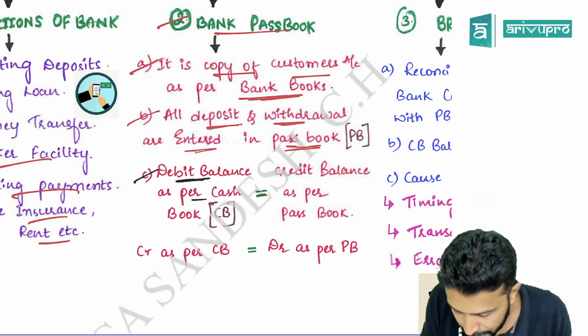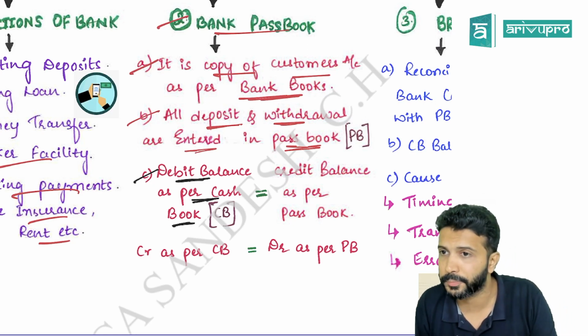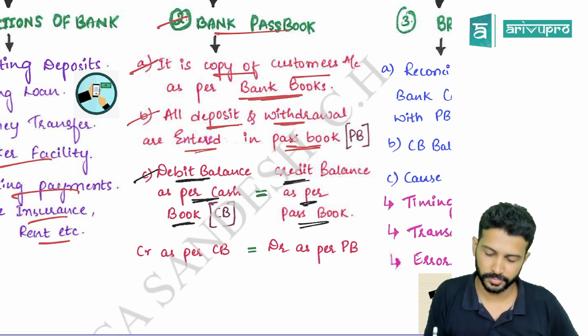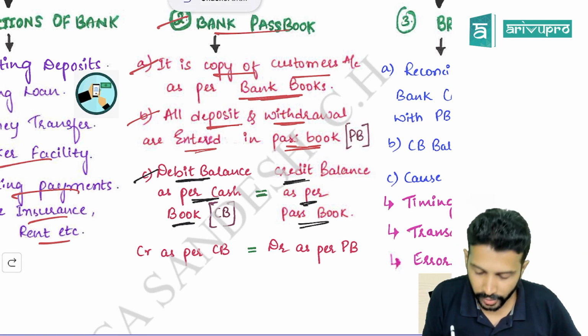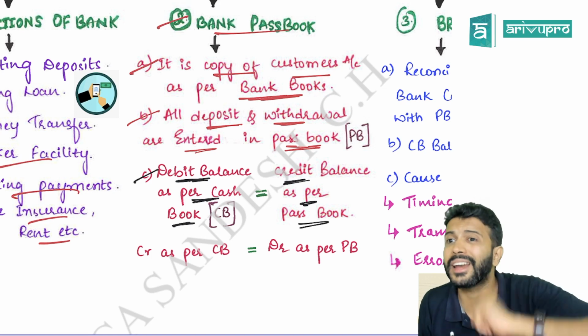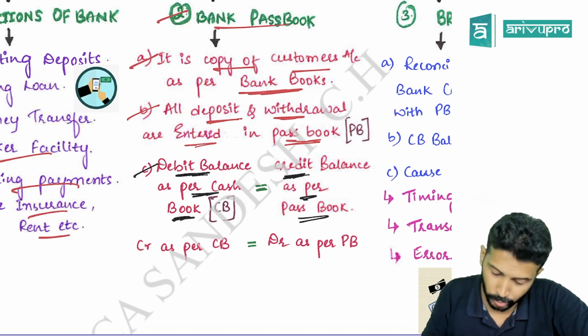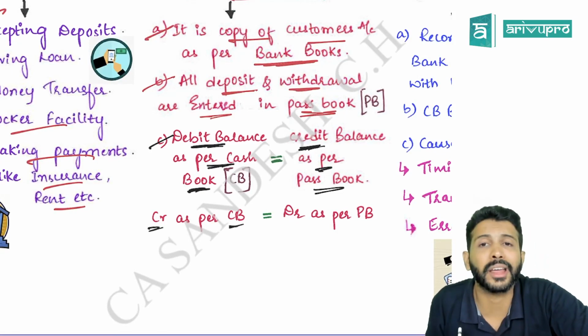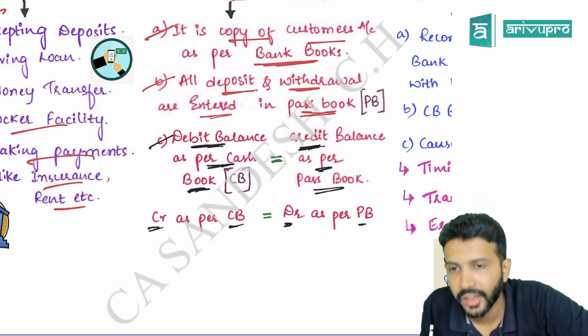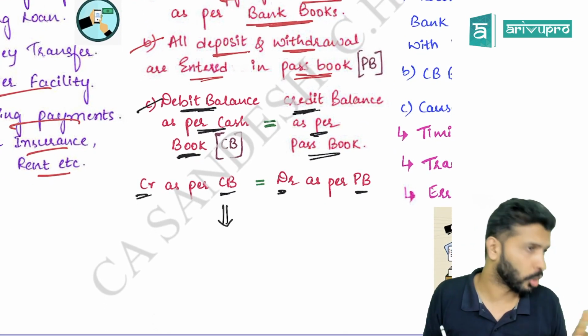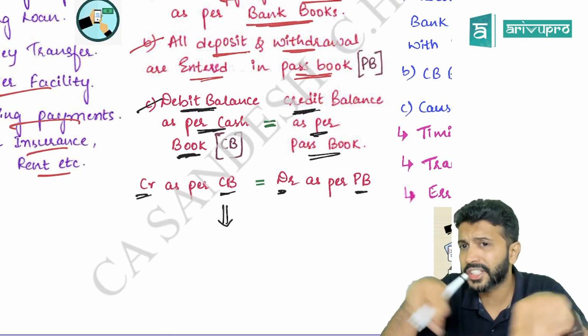If it is debit balance as per cash book, then it will be credit balance as per passbook. This is important. What have I written here? If it is debit balance as per cash book, then it will be credit as per passbook. If it is credit balance as per cash book, then it will be debit as per passbook. So what is this? Cash book means you have already done cash book ka chapter.